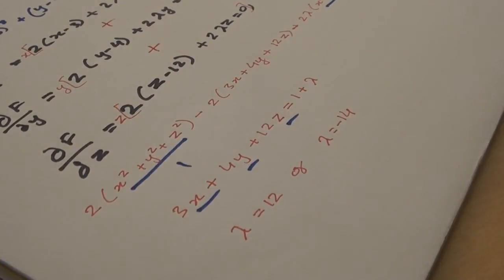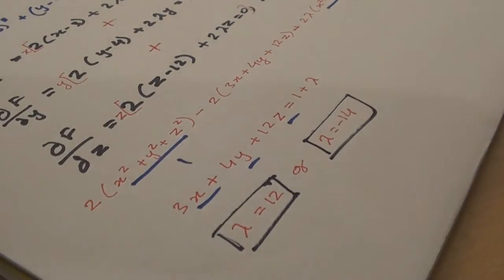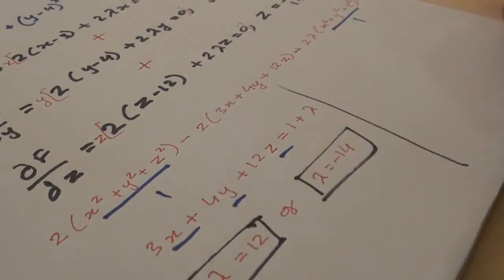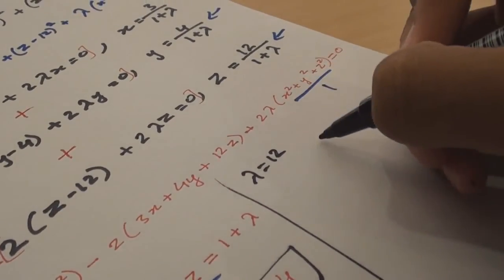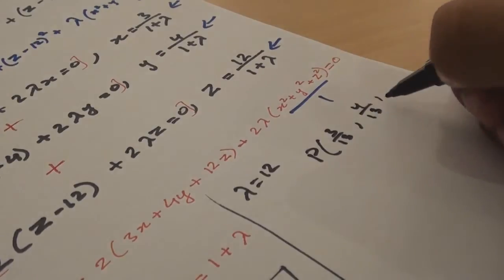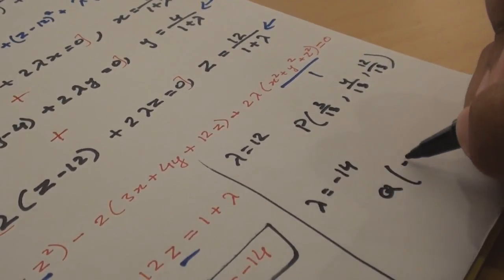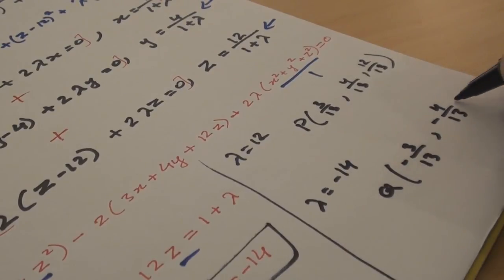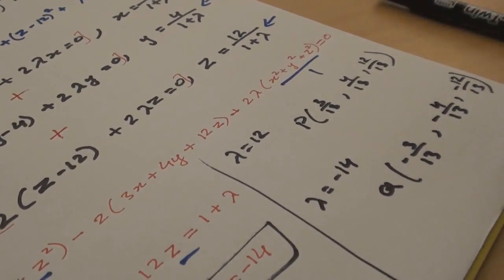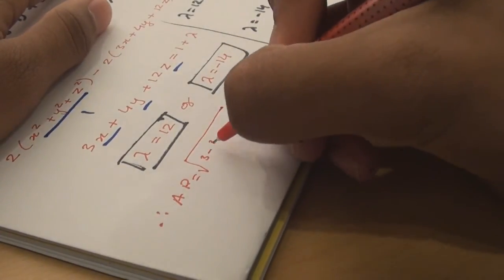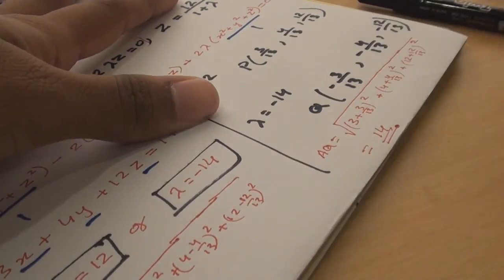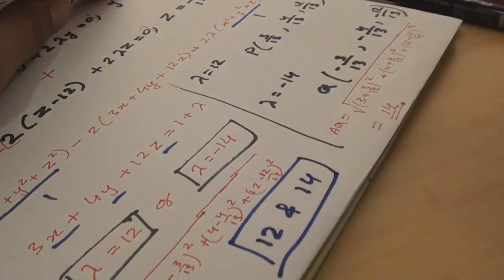Now get the values of x, y and z by substituting the value of lambda in the derived x, y and z equations. So at lambda equals 12, the point on the sphere is P 3 by 13, 4 by 13 and 12 by 13. And at lambda equals negative 14, the point Q is minus 3 by 13, minus 4 by 13, and minus 12 by 13. So the distance AP is 12 and AQ is 14. 12 and 14 are your answers, your extremes, and that's that.